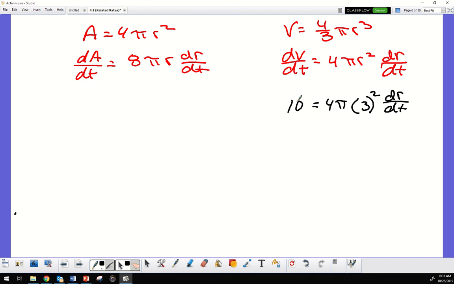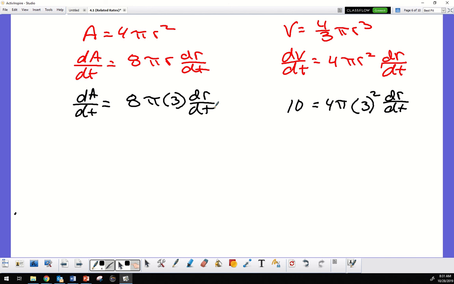Let's go over to this side. So I'm looking for dA/dt, aren't I? So I'm going to write that out. dA/dt is equal to, now I know r is 3, but do I know dr/dt? So it's going to be 8 pi 3 dr/dt.